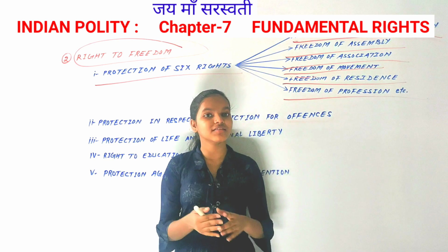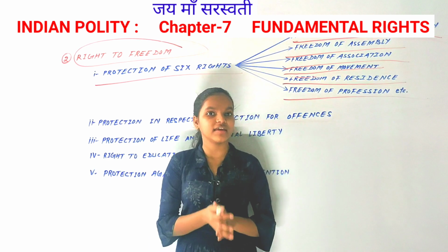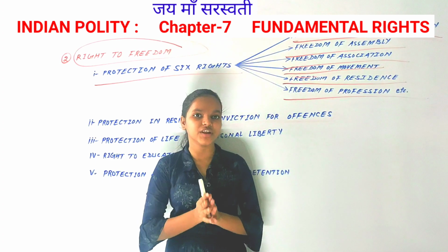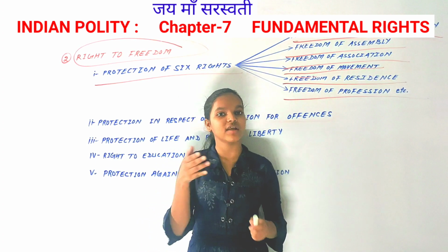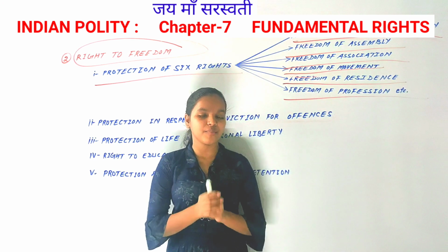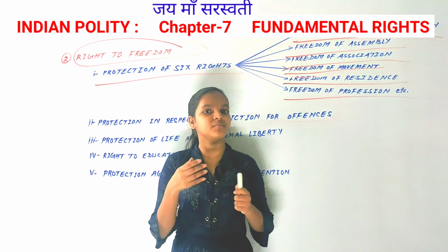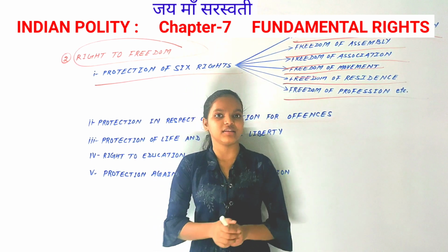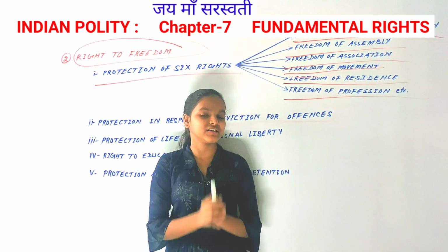So these are all 6 rights that are guaranteed by Article 19 under the second fundamental right, that is right to freedom. Earlier there were 7. There was one more, the right to acquire or hold any property, but it was deleted by the 44th Constitutional Amendment Act of 1978. After that there are only 6.